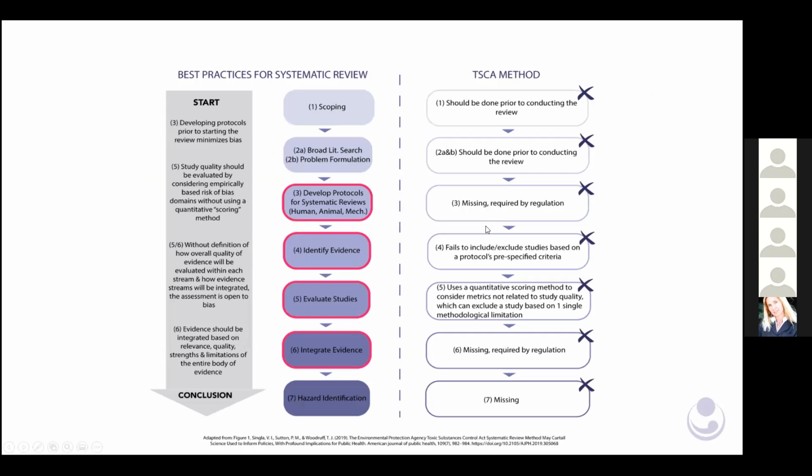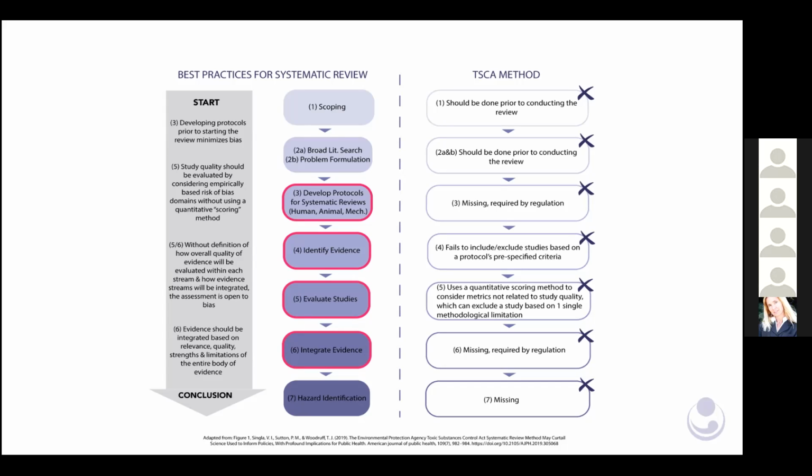So on the left-hand side here, you can see the key steps for conducting a systematic review. We expect to see a scoping step, broad literature search and problem formulation, and certainly the development of protocols. When we're identifying the evidence, we want to make sure that it's across multiple databases, that all studies are clearly labelled, and that they're included and excluded from the evaluation based on pre-established criteria. When the evidence has been evaluated, we'd expect to see a tool that has been validated and is consistent with best practice. And when we're integrating the evidence streams, we'd also expect to see the methods for how that's going to take place predefined.